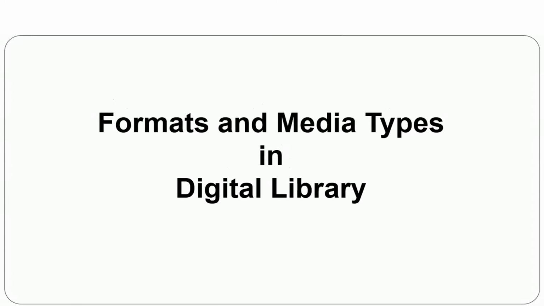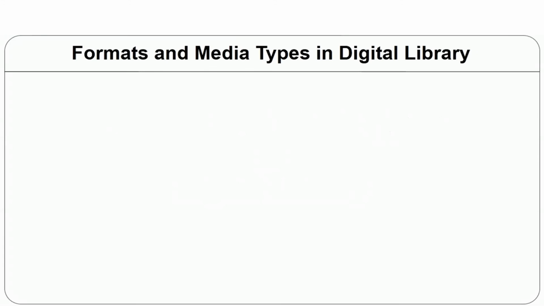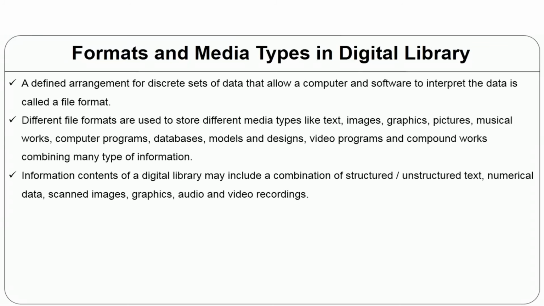Now at the end, let us quickly look at the format and media types available in digital library. It defines the arrangement of a discrete set of data that allows computers to use different formats. Generally, what are the formats available in digital library? You have text content, image content, graphics content, pictures, musical works, computer programs, databases, models and designs, video programs, audio, and also computer compound works, any of this information.